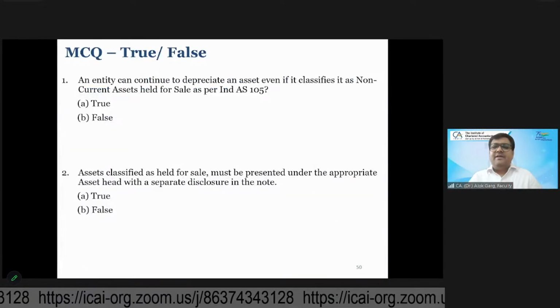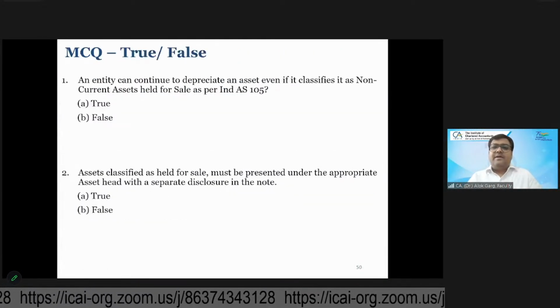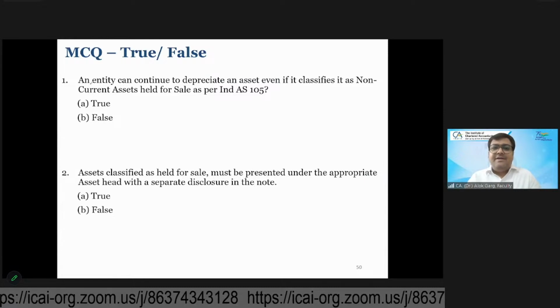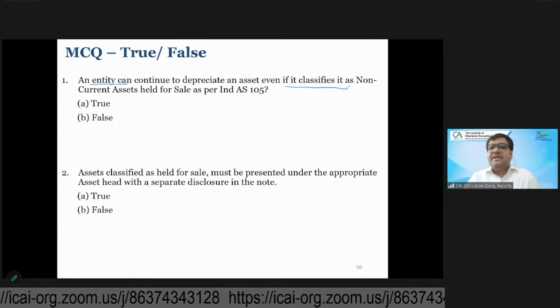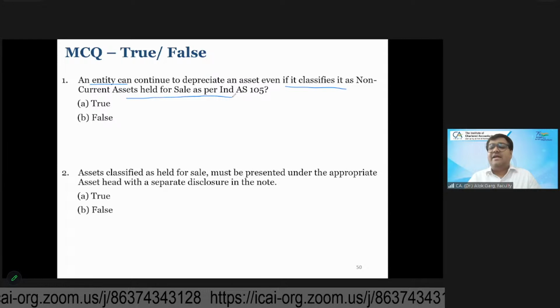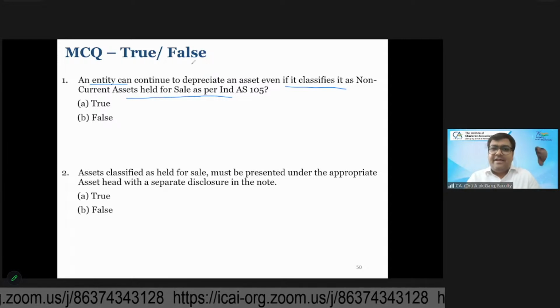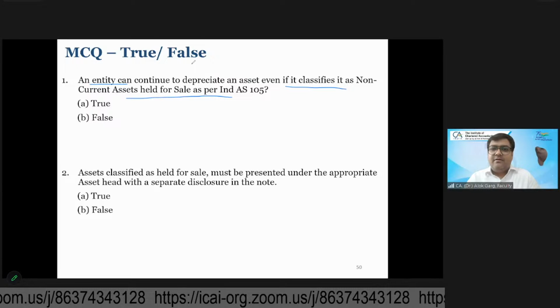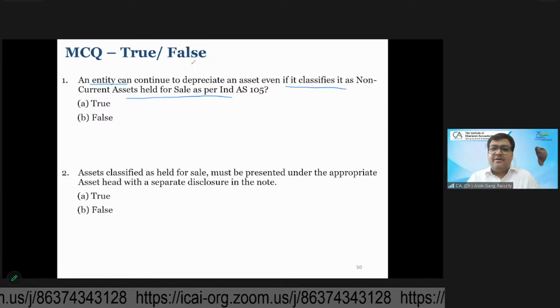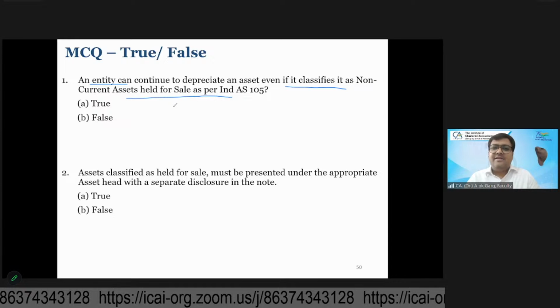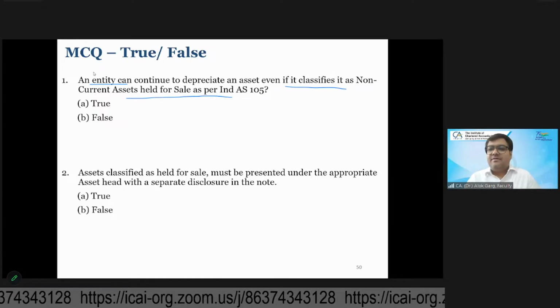Differences I'm not covering. Correct. So quickly, some MCQs. An entity can continue to depreciate an asset even if it classifies it as a non-current asset held for sale as per Ind AS 105. Tell me, when it is classified as held for sale, whether it is required to depreciate? Answer is no. It is false.